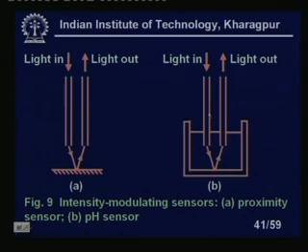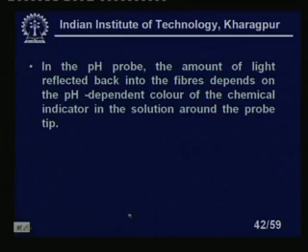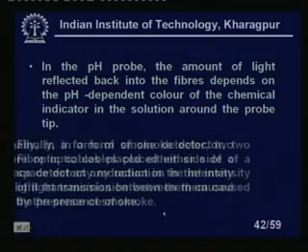Here are the pH sensors, whose principles will be explained after some time. In the pH probe, the amount of light reflected back into the fibers depends on the pH dependent color of the chemical indicators in the solution around the probe tip, right. What we are launching and what we are receiving, obviously the intensity will not be the same.